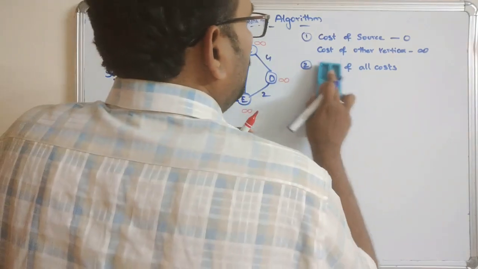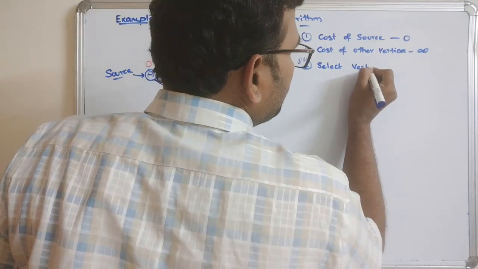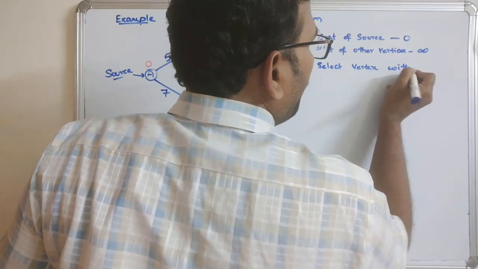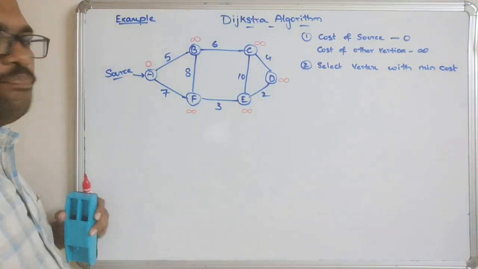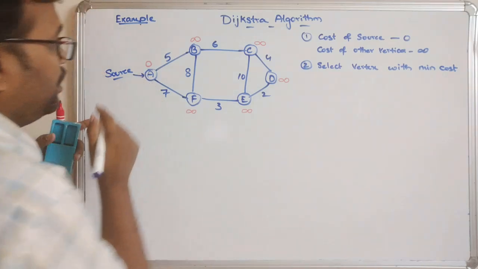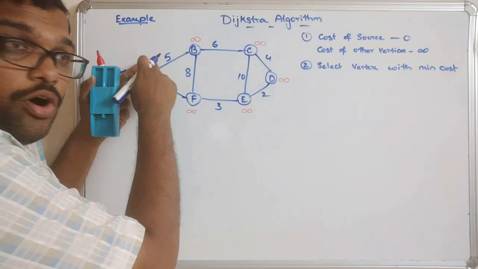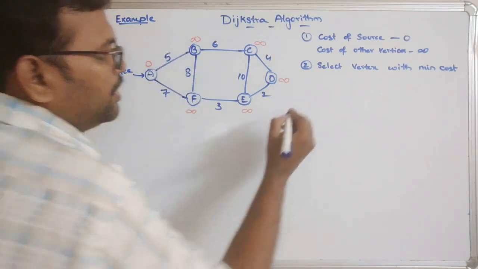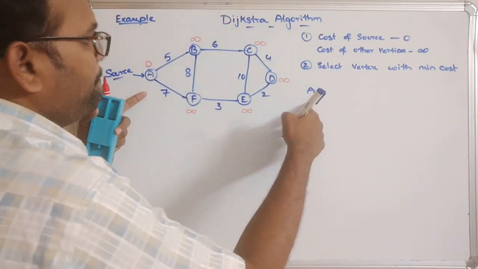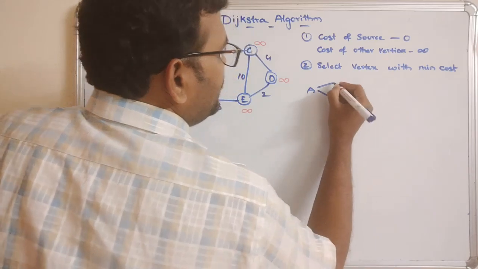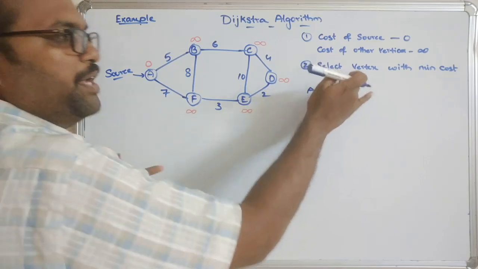I'll write it completely. Select the vertex with minimum cost. So what is the minimum cost? A, right? So select this one. And now we have to update the cost of the adjacent vertices. So let us select A. What are the adjacents? B and F. So update the cost of B and F.